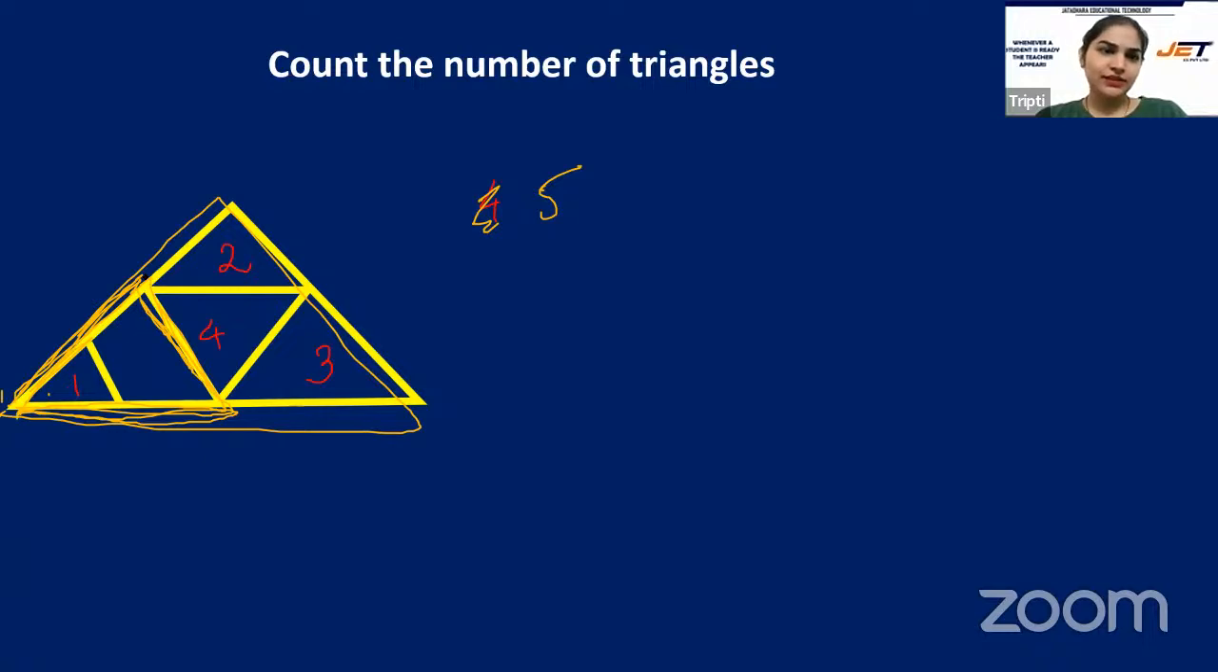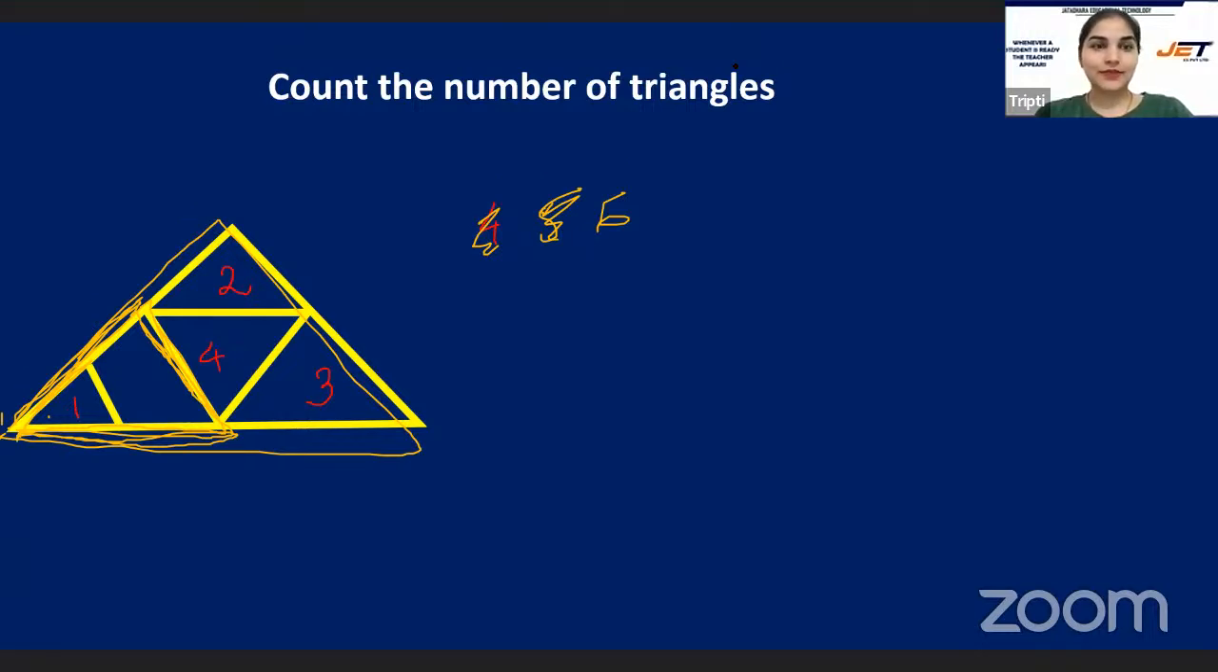Any other triangle that is visible? No, no, I don't see it. So we can say 6 triangles. If you get any more triangles, let me know in the comment section. Like if you will watch the video later on, and the ones who are watching right now, they can tell me right now. So as of now, we saw 6 triangles.